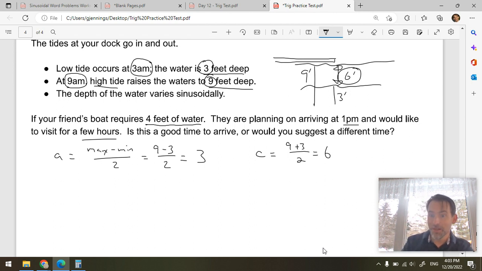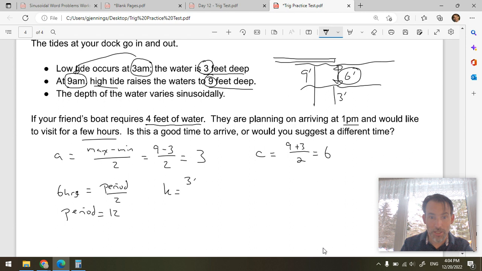And how about K, the period? Well, that's trickier, right? You have to know that this is half of the period from 3 a.m. to 9 a.m. So 6 hours equals the period divided by 2. So if you multiply both sides by 2, then you get the period equals 12. All right, now we can find our K value. K equals 360 divided by the period, which is 12, and that's going to be K is equal to 30.